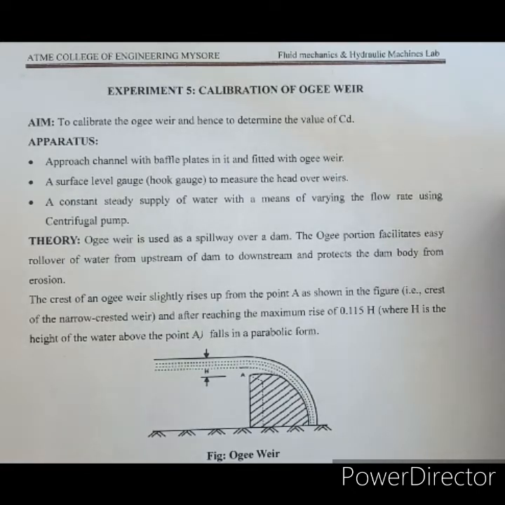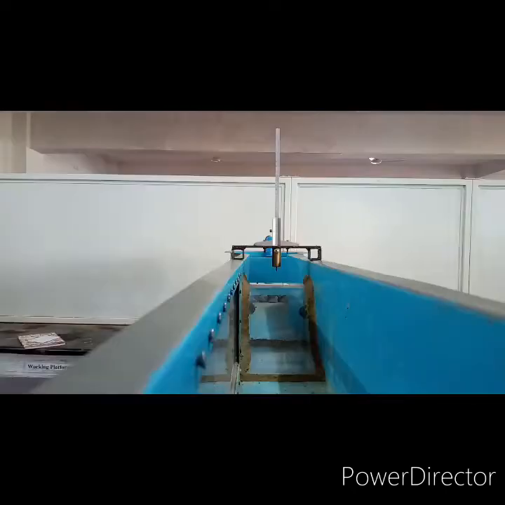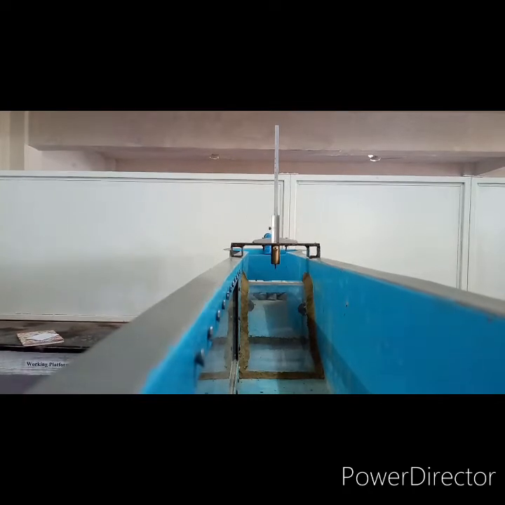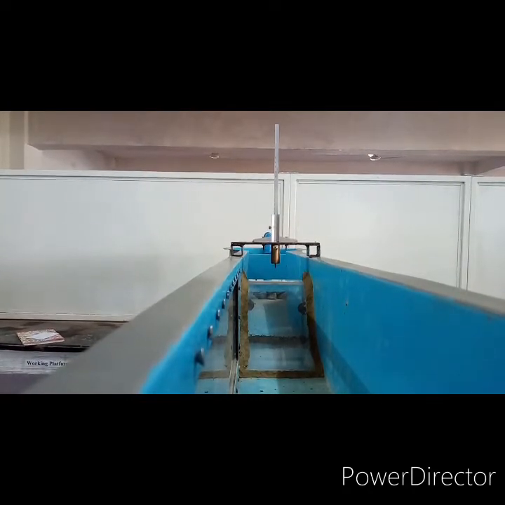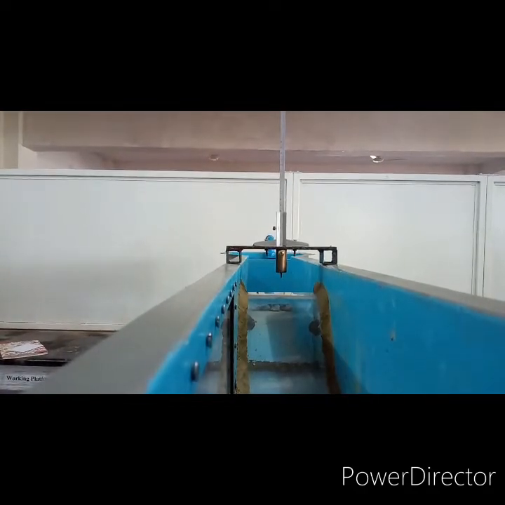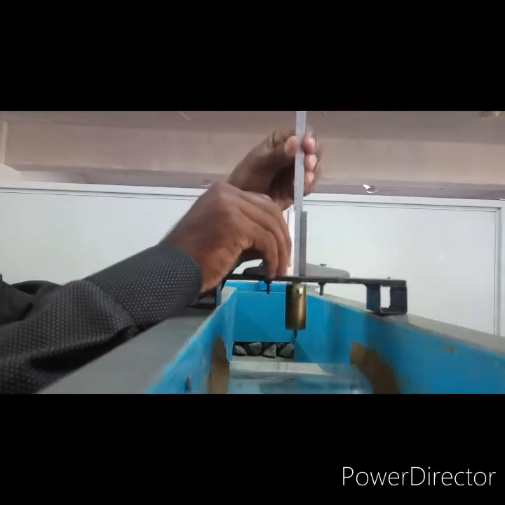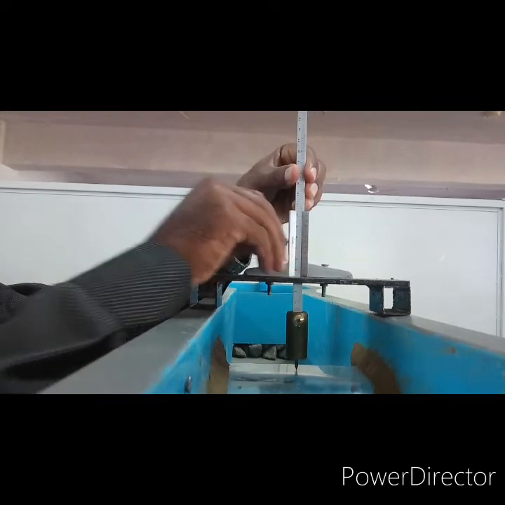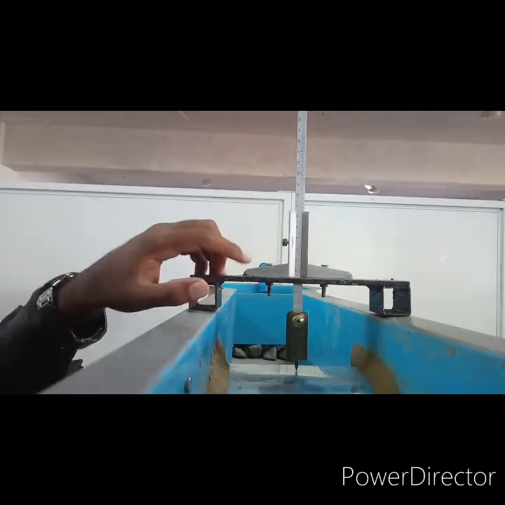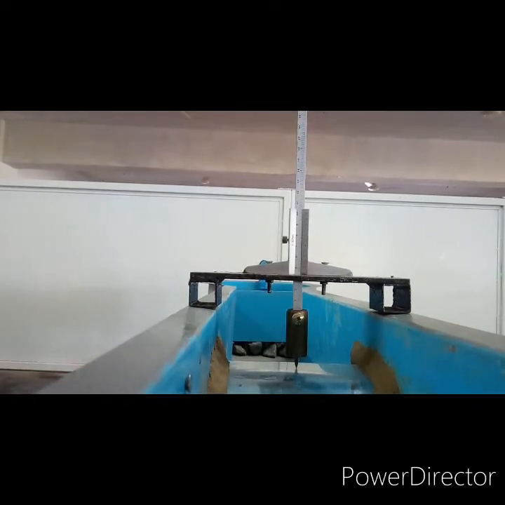from erosion. This is the experimental setup of the ogee weir, where the ogee weir, which is an obstruction, is built across the approach channel. Note down the width of the ogee weir, and before allowing the water to flow through the weir, note down its head with respect to the crest point of the ogee weir. Note down the main scale reading and vernier scale reading to calculate the H1 value.